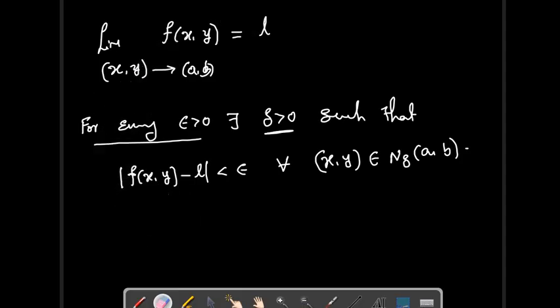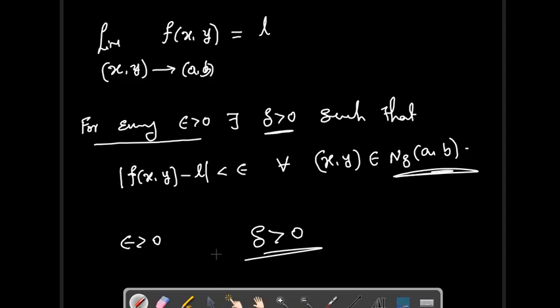Okay, so I hope you understand. Here, what you need to find is, given an epsilon, if you can produce a delta greater than 0, then we are done. What is this delta? This delta should be the radius of the neighborhood of a comma b. Okay, so let me quickly solve a problem.